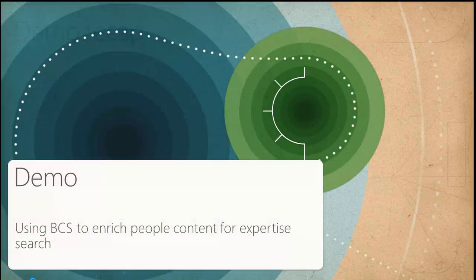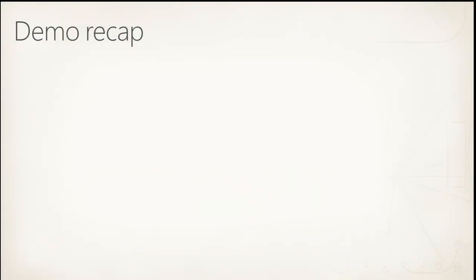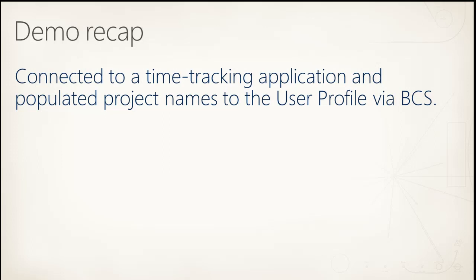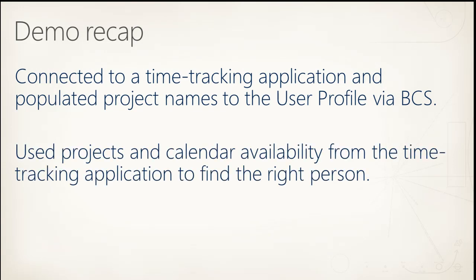I'm just doing a recap of all these stages. First, I connected to a time tracking application, which is a line of business application. Then I got the project names, and then I used BCS to get those into the user profiles. I also used projects and the calendar availability directly with the API in order to get that information over to SharePoint and find the right person who is available next week.